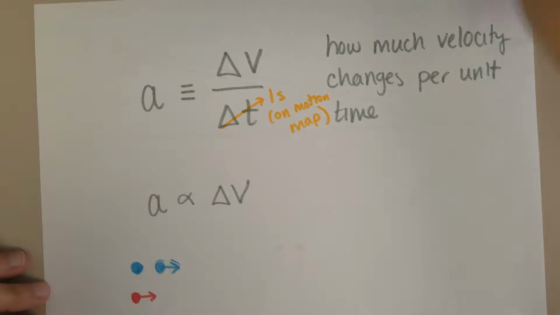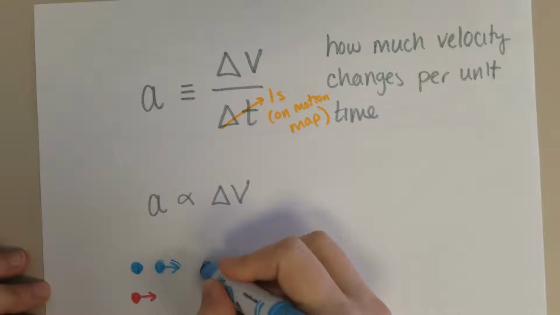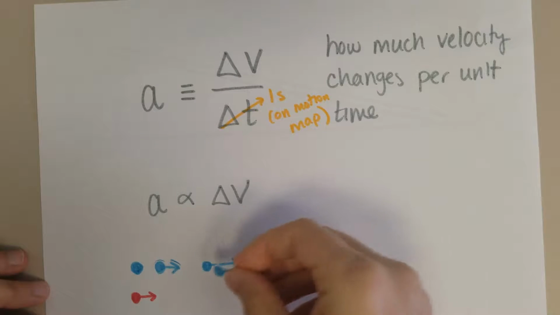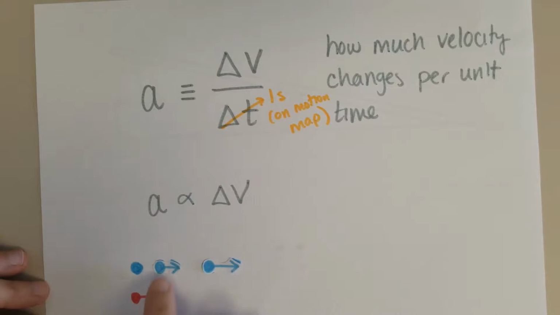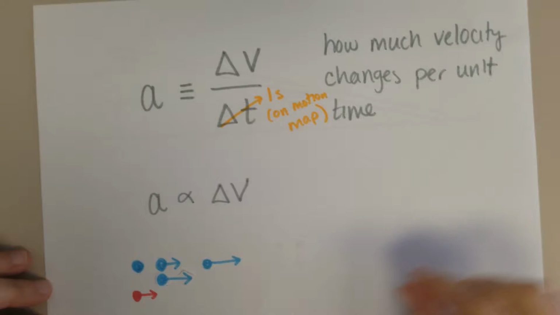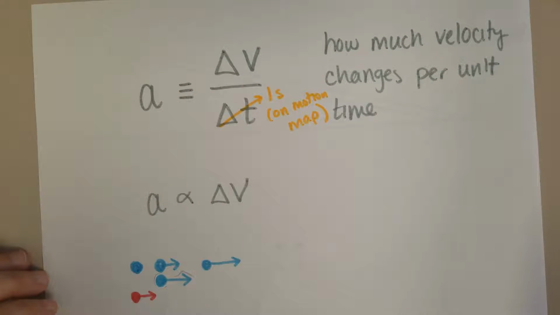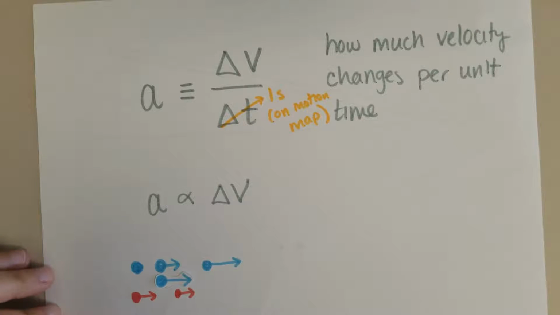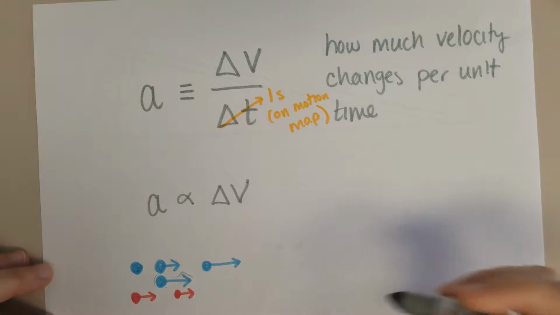Now, if we think about the next one, that was on our motion map before, okay? Now I need to look at going from the second arrow to the third arrow. So the question I again ask is, well, how much bigger did it get? Well, in this case, it only got a little bit bigger, right? It only went from here to there. That's how much bigger it got. So you're always looking at the difference between consecutive arrows to draw your acceleration.